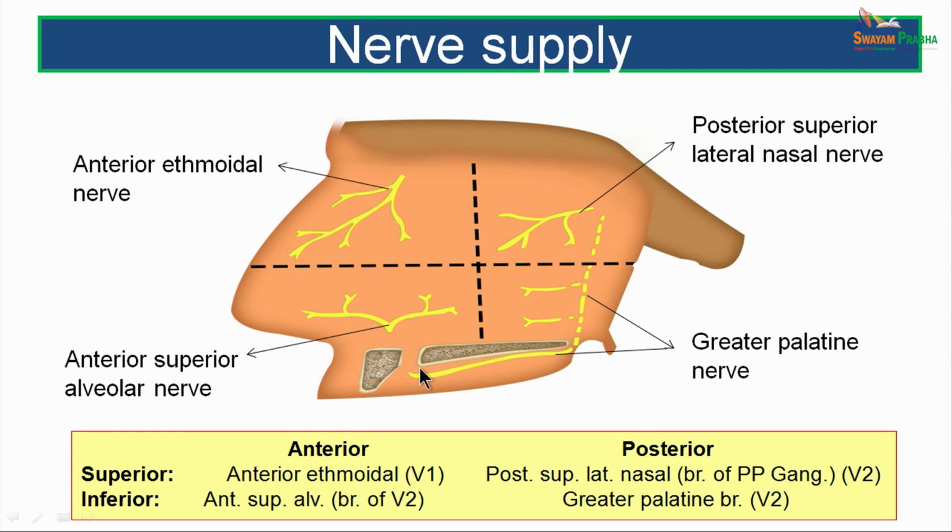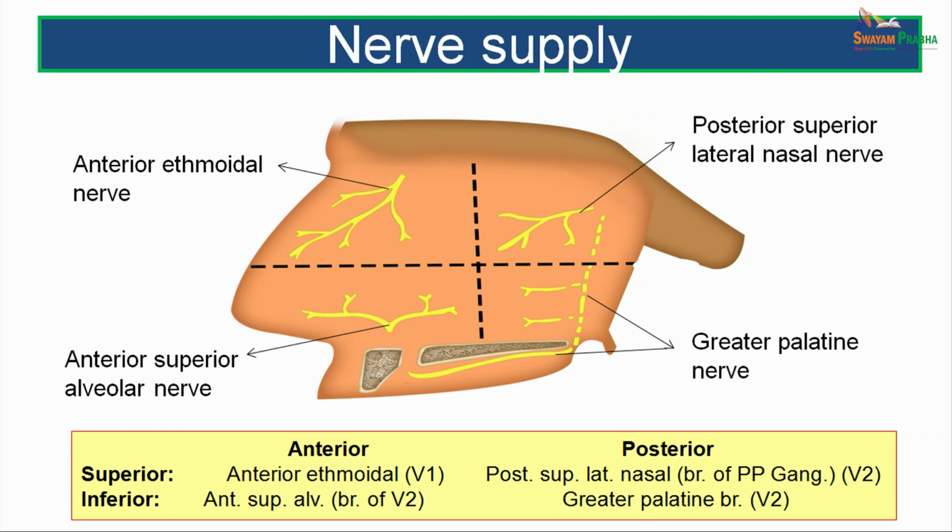The anterosuperior quadrant is supplied by the anterior ethmoidal nerve, which is a branch coming from the ophthalmic division of trigeminal nerve. The anteroinferior quadrant is supplied by the anterior superior alveolar nerve, which is a branch of the maxillary division of trigeminal nerve.